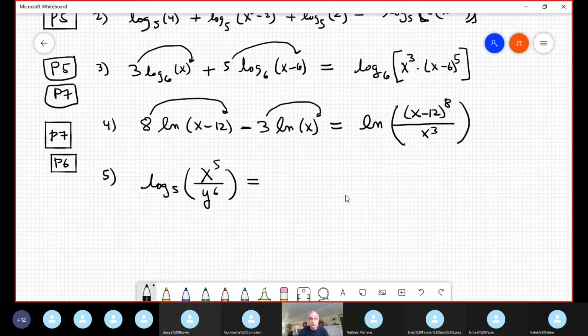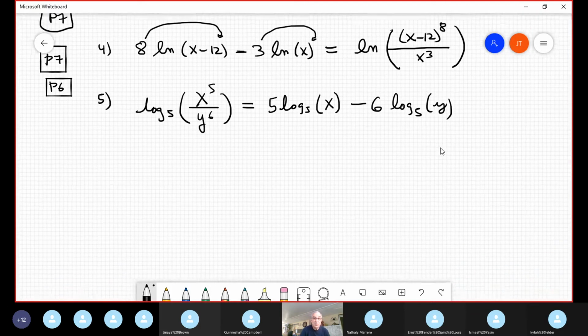So you have two expressions. So I write logarithm base 5 of x, and this exponent I put in the front as a factor, 5. But in this case, division. So division is minus 6 times log base 5 of y. End of the story.